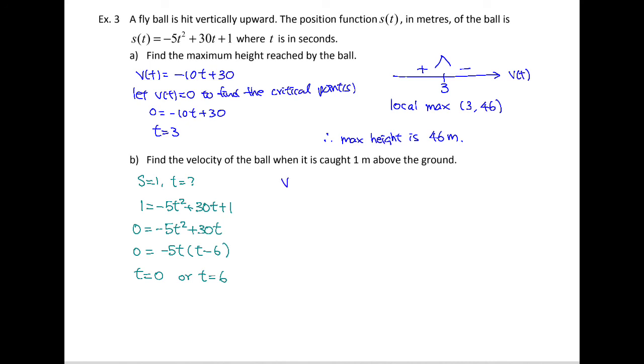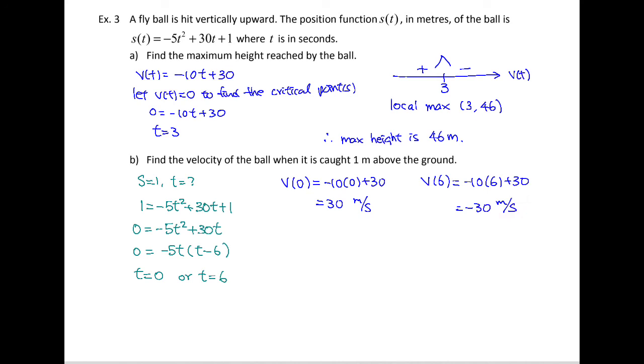So let's find the velocity. V at 0 will be negative 10 times 0 plus 30, which is 30 meters per second. Another one will be V at 6, which will be negative 30 meters per second. However, since the question is asking for the velocity when the ball is being caught 1 meter above the ground, v at 0 means the initial velocity when the ball is being hit. So that's not the time it is being caught. So this will be our answer, negative 30 meters per second.